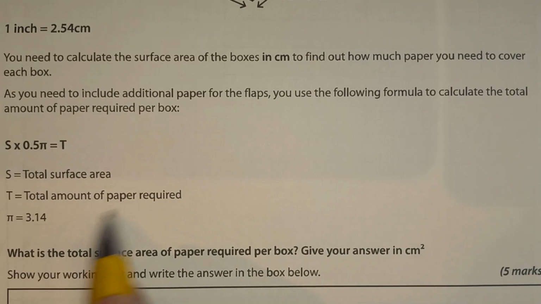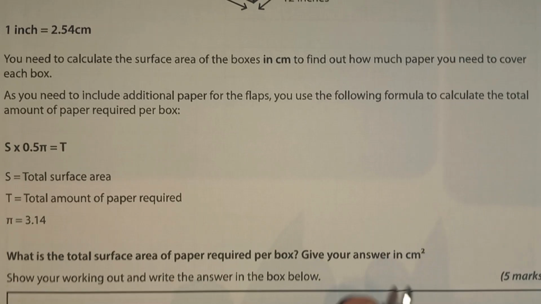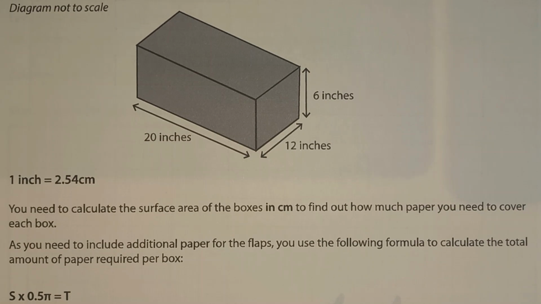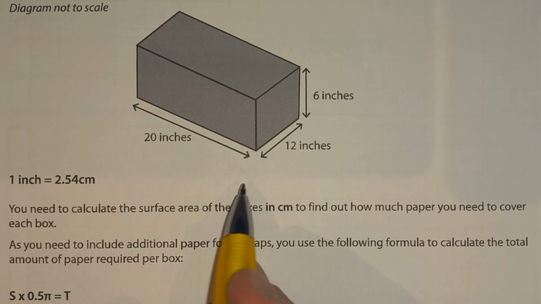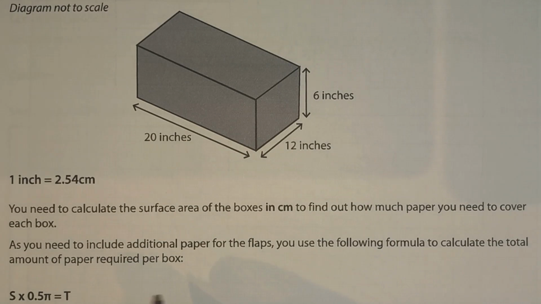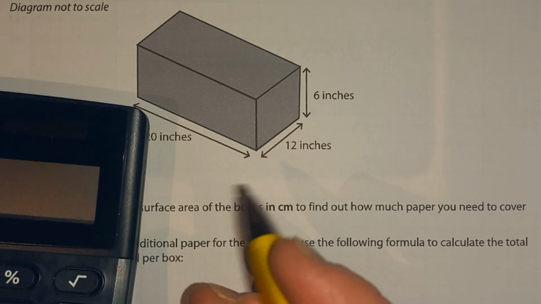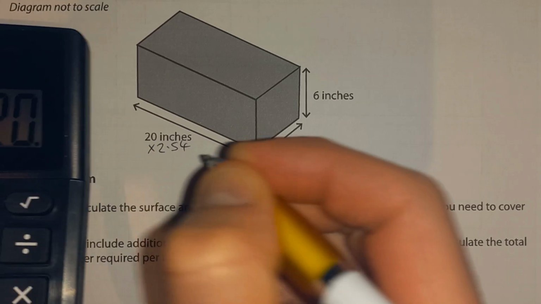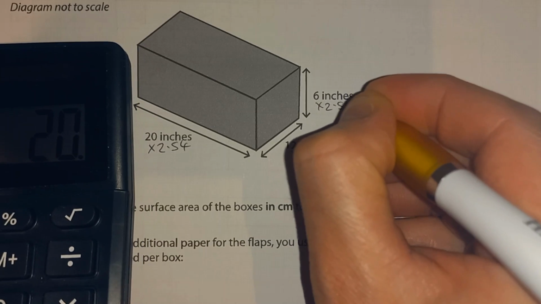Right, so we've got to apply this formula. Before we can work out what T is, we need to know what the total surface area is. Before we start with any of this, we want our answers to be in centimetres. So let's get rid of the inches. Let's turn everything into centimetres to start with, and then we don't have to think about the inches anymore. If 1 inch is 2.54 centimetres, then 20 inches, you're going to multiply by 2.54. In fact, all of these we're going to multiply by 2.54.